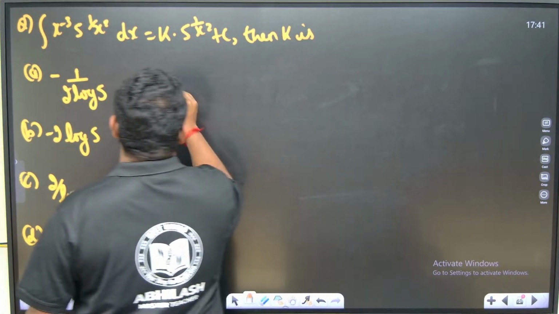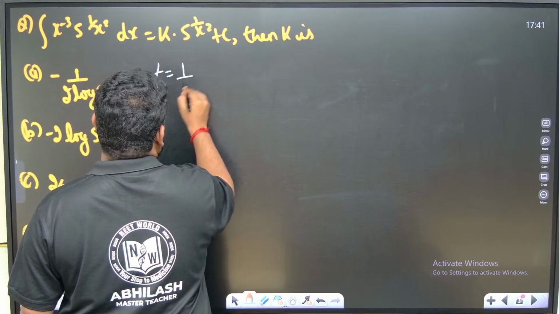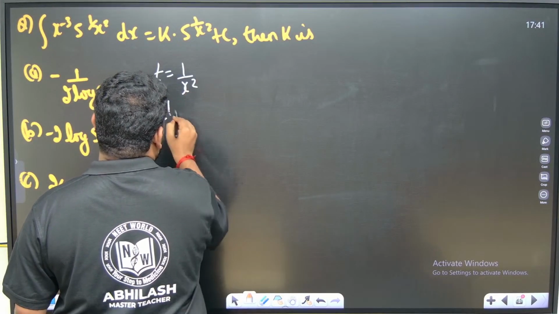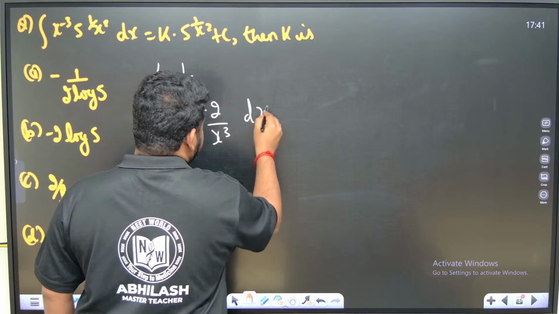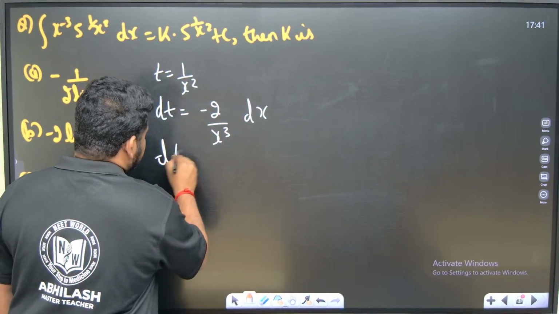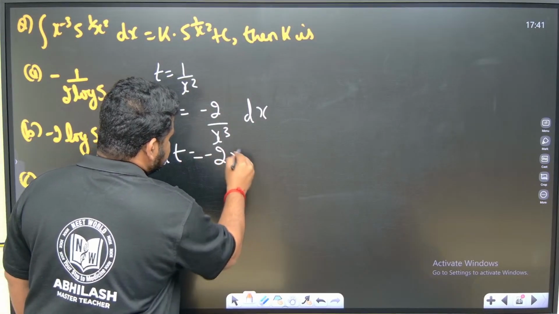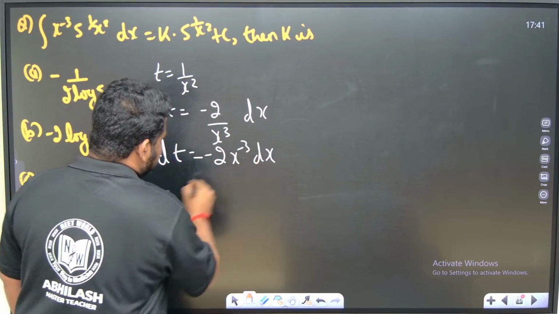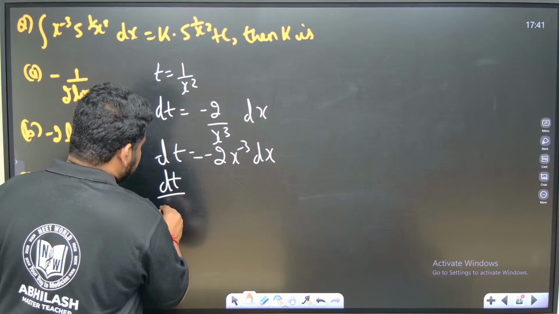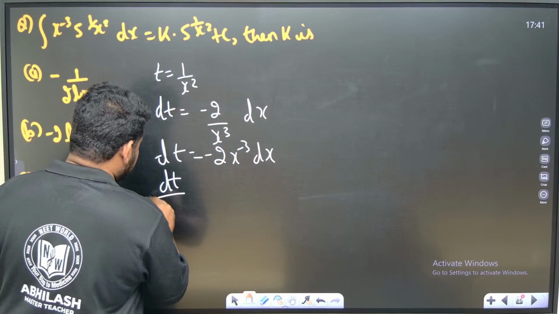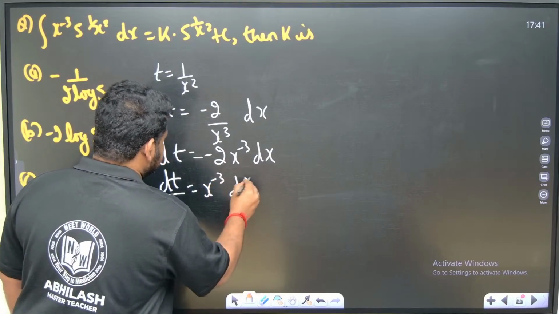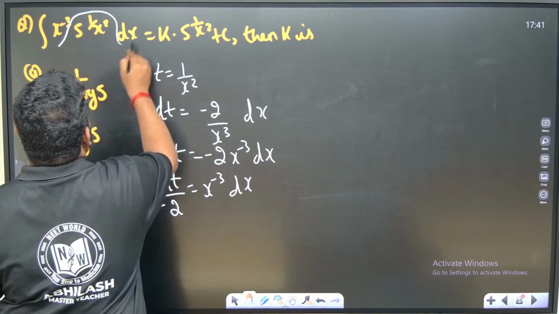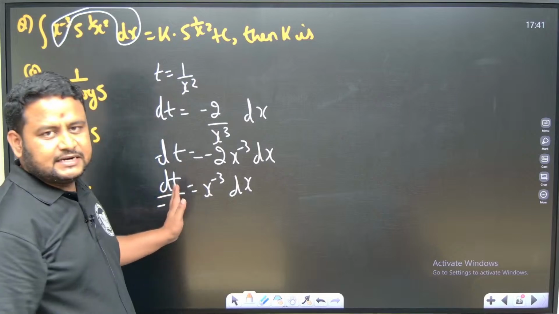So we can see here, if I take t is equal to 1 by x square, okay, so dt will become what, friends? Dt will become minus 2 by x cube dx. This I can write as minus 2 into x to the power of minus 3 dx. Okay, so dt by minus 2 will give me x to the power of minus 3 dx. So here x to the power of minus 3 dx is nothing but dt by minus 2.